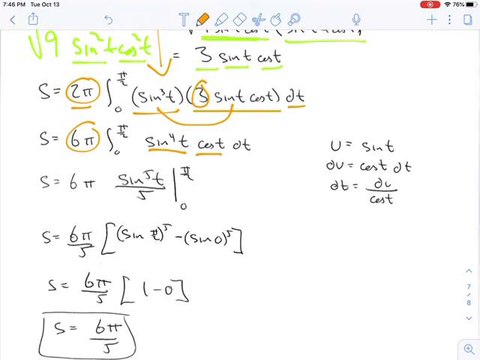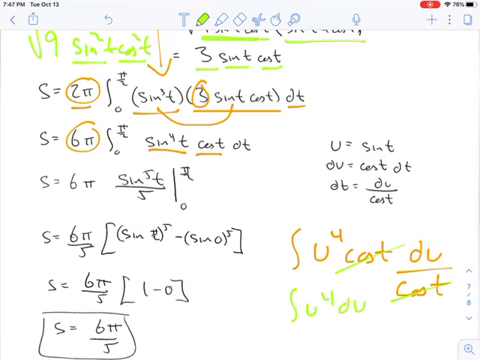In case you want to see that, that's the integral of u to the 4th, taking out dt and the cosine of t and putting in du over the cosine of t. Then magic happens, the cosines cancel out. We have the integral of u to the 4th du, which is 1/5 u to the 5th. And so that's basically what we've got here. Substituting sine of t back in for the u, we get that.